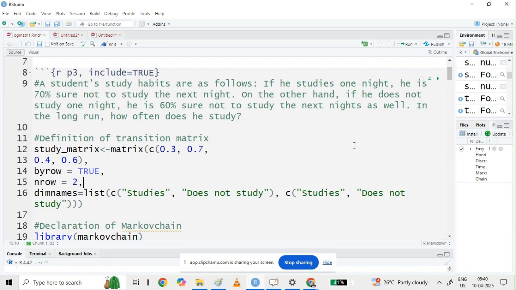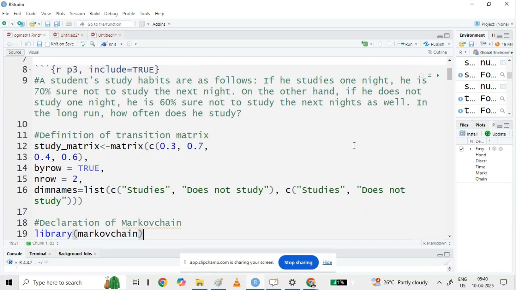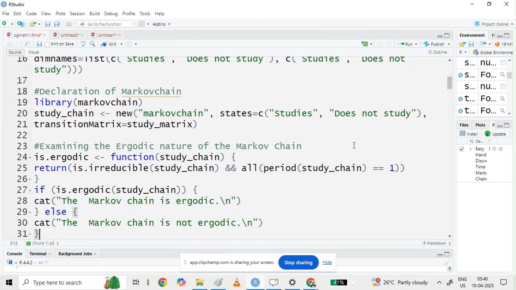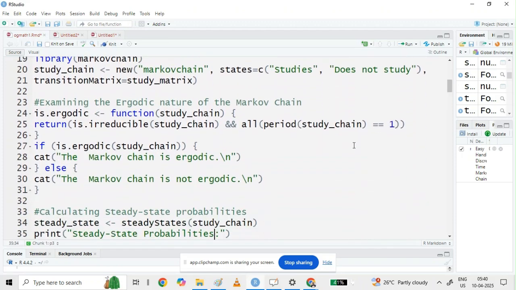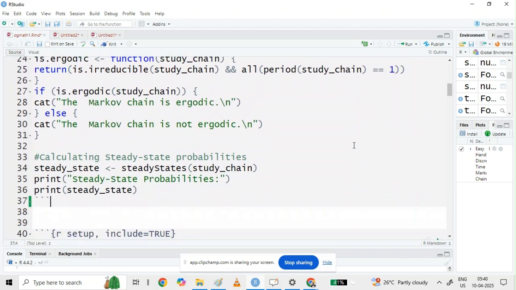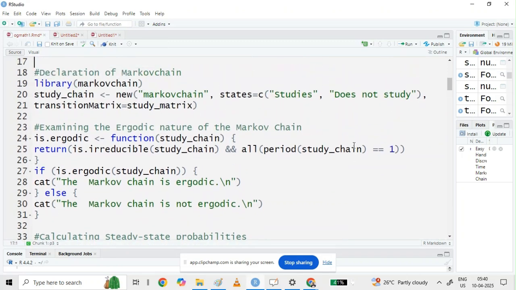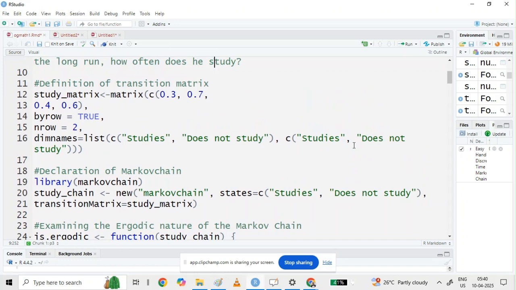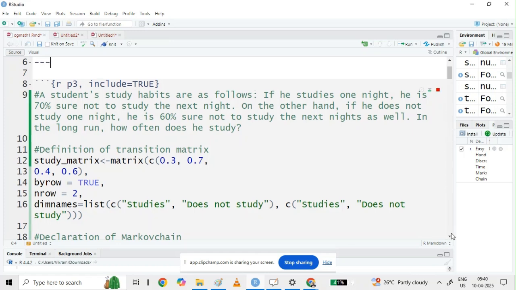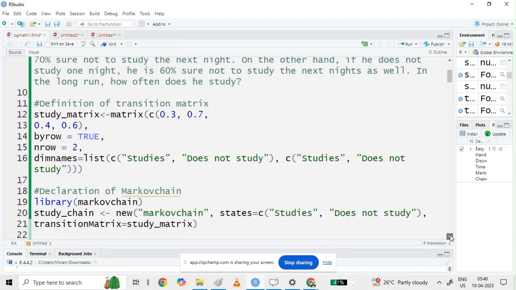All right. So we have the question up there. I've made it as a command. There is this code on the transition matrix. There is the declaration of the Markov chain. There is the examining of the ergodic nature of the Markov chain, and there is the calculation of the steady state probabilities. Now, all part of the code is present here. We'll just run. We'll execute the chunk, and we'll have a look at the answer. Executing the chunk here, we get the answer below.